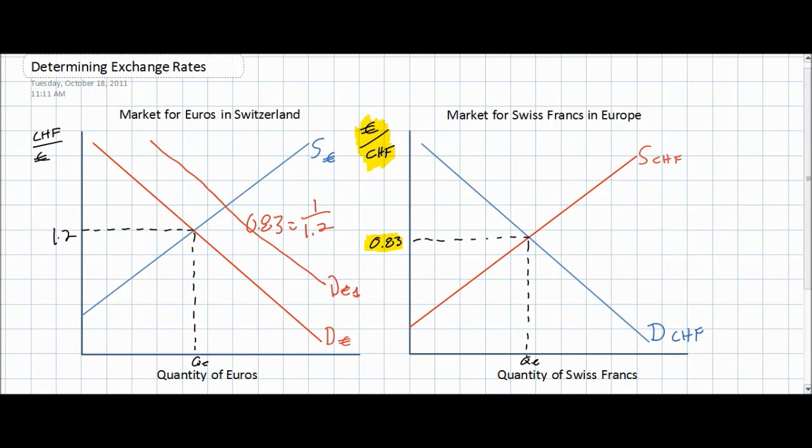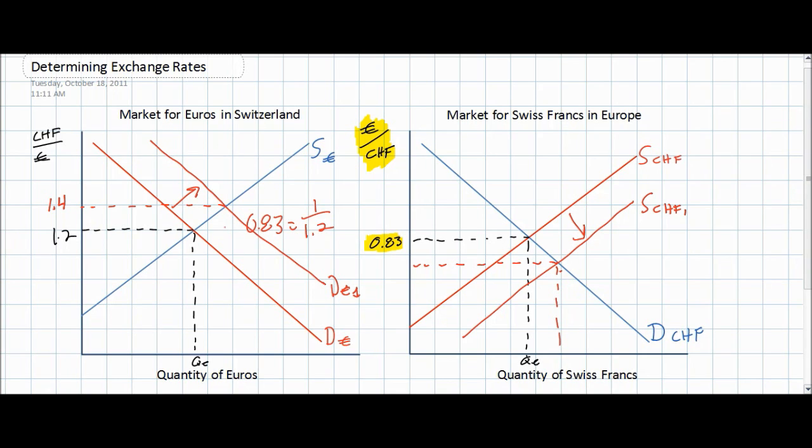will cause an increase in the supply of francs in Europe. This is also very logical because if Swiss households wish to buy more European goods, they, A, demand more euros, and B, must supply more Swiss francs to the European market. Therefore, anything that causes an appreciation of the euro to 1.4, let's say, will cause a depreciation, or a decrease in the value of the franc.